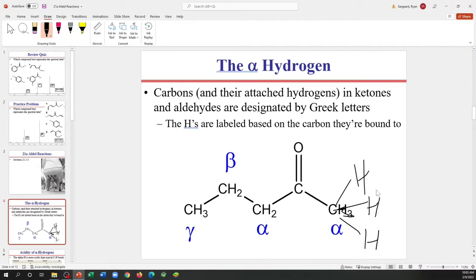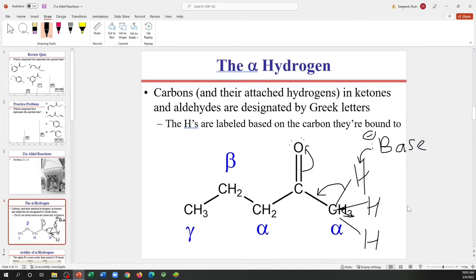If you add a base to the system, we'll just refer to this base currently as generic base, it's going to have a lone pair and a negative charge. The base is going to pull off one of your five alpha hydrogens.